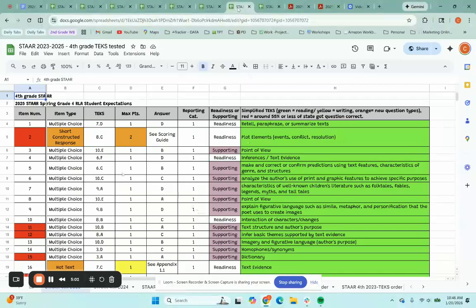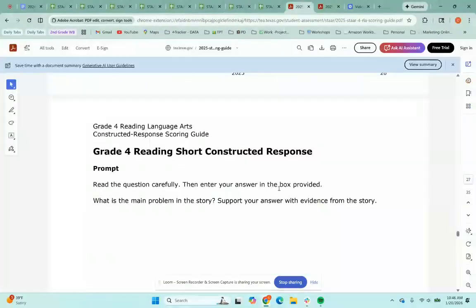So if you look at 4th grade, they had plot elements as the TEKS for SCRs. Less than 55% got the full 2 points on this question. So I want to pull up the scoring guide.